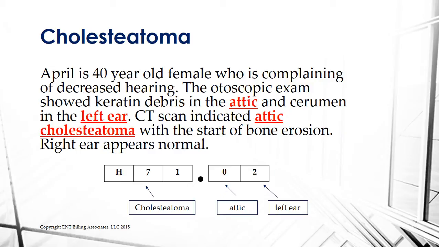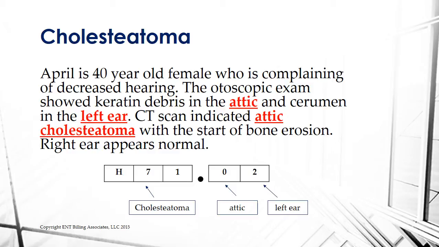So in this example of cholesteatoma, we have a 40-year-old patient named April who is complaining of decreased hearing. Her otoscopic exam showed keratin debris in the attic and cerumen in the left ear. The CT scan indicated attic cholesteatoma with the start of bone erosion, and her right ear appeared normal.